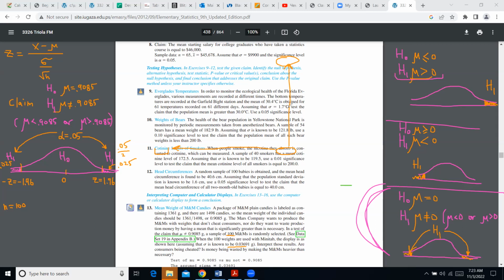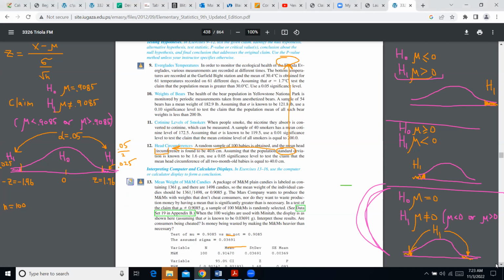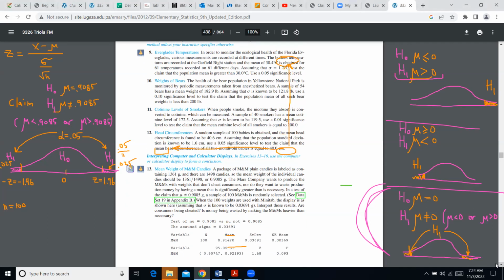Let me see. Did they actually give me the mean? Because they say 100 weights here, and the standard deviation is known. And what is the mean for that sample? Did they actually give me? Yeah, here it is.